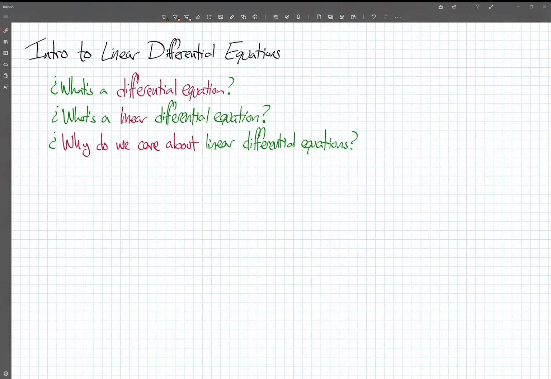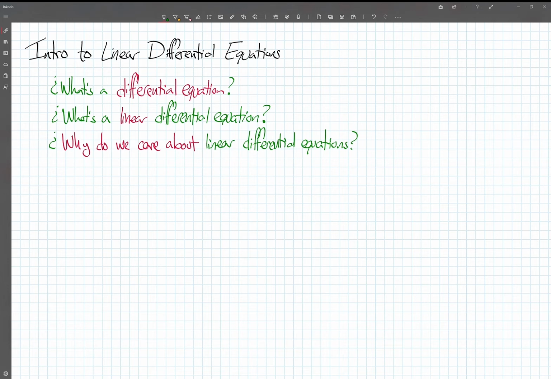and I think it's pretty appropriate at that point, at the introductory stage, to ask basically three questions. First of all, what's a differential equation? What's a linear differential equation as opposed to other kinds of differential equations? And then maybe the most important, why do we care about these things in the first place? So I'm going to handle that last question first.